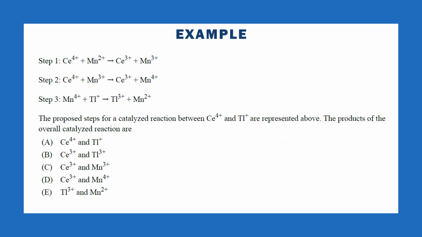Okay, for this multiple choice question, they give us 3 steps in a mechanism, and they want you to find the products of the overall catalyzed reaction. So anything that is a product and then a reactant is an intermediate, so Mn3+ is an intermediate, Mn4+ is an intermediate. Anything that starts out as a reactant and then a product is a catalyst, so Mn2+ is a catalyst. So the things that we have left over that we haven't canceled out, we have our reactants, and then our products, the Ce3+ and the Tl3+. So those are the 2 products, so it's B.